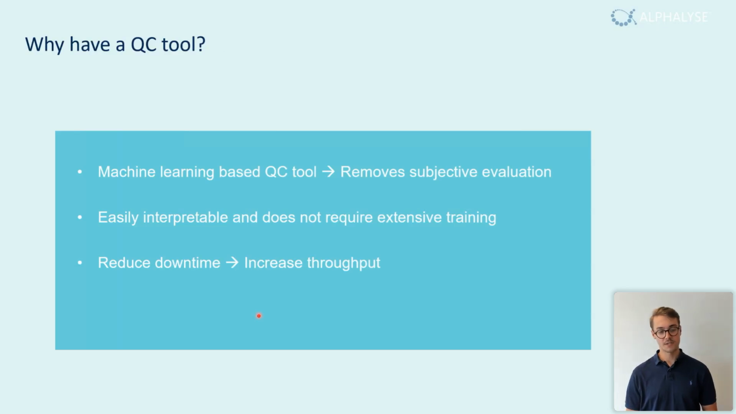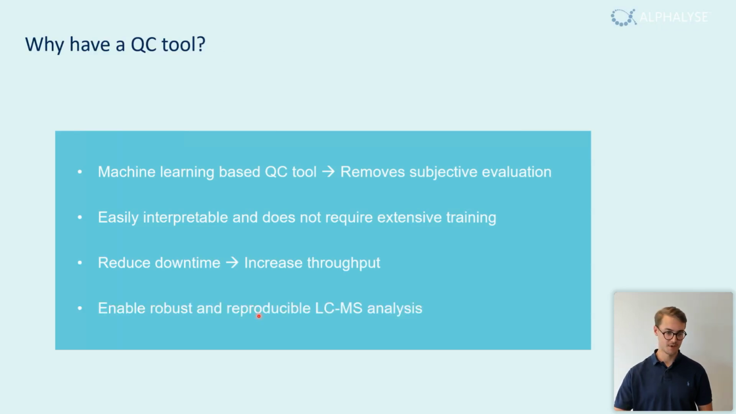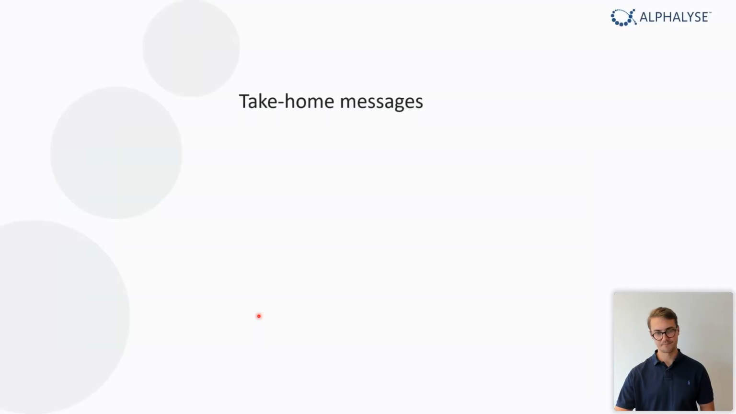So overall, this has so far reduced downtime for us, and thereby increased throughput, because we do not hesitate. If anything is wrong in these samples, we are able to quickly identify it and prevent this. And if nothing's wrong, then there's no reason to abort anything. So this overall enables a robust and reproducible LC-MS analysis.